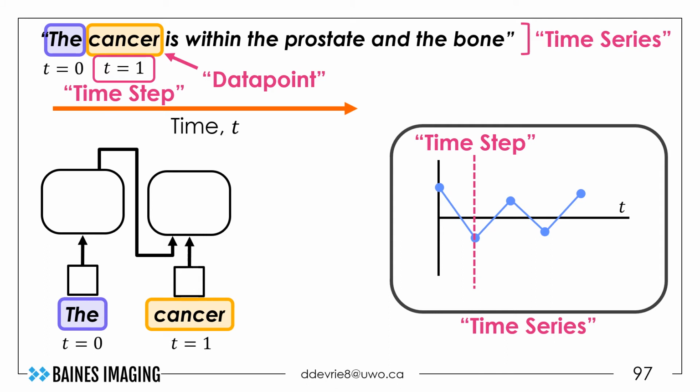And then for each word within our sentence, we'll refer to that in this course as a data point. So at each time step, there's a single data point for each time series. So again, in our graph, that would be a single point at that single time step. So by looking at these in terms of graphs, we can see how these recurrent neural networks could be used in a lot of different applications, not just for sentences.